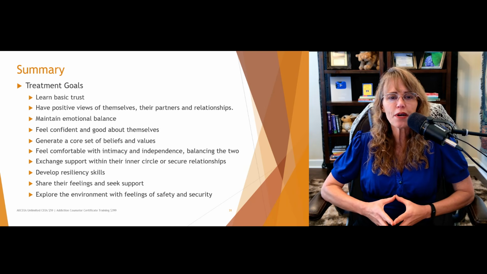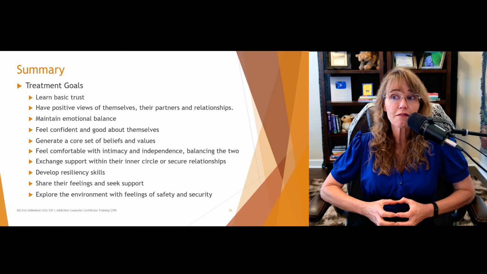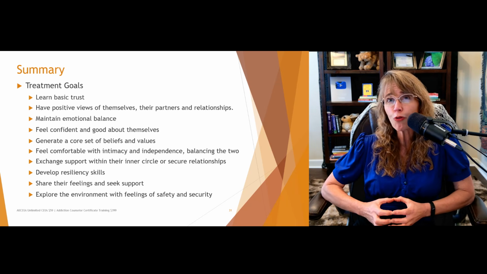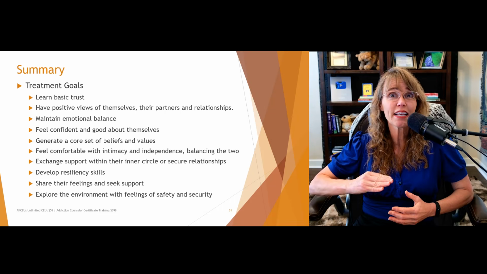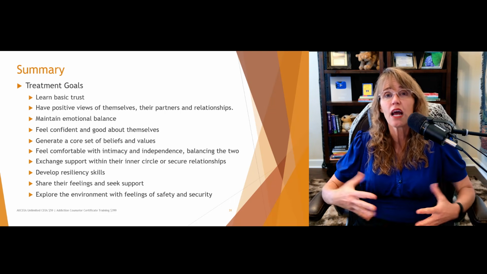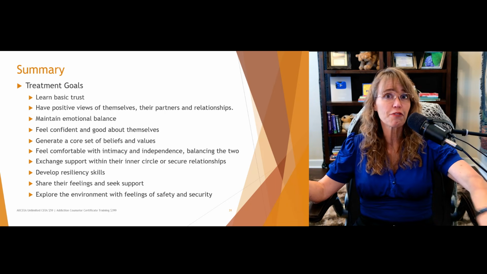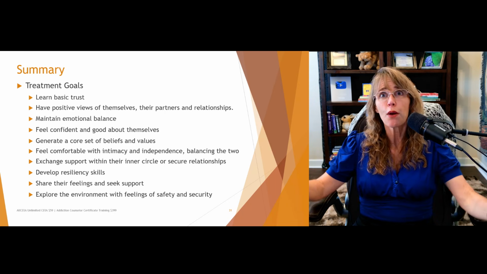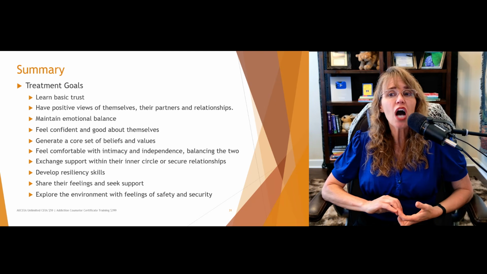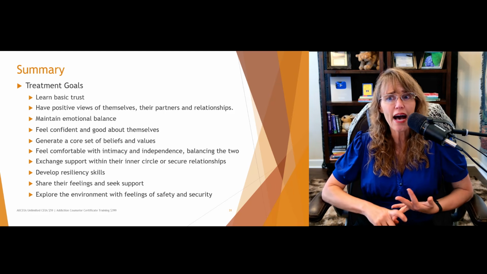In terms of treatment goals, people have to learn basic trust, have positive views of themselves, their partners, and relationships, learn how to maintain emotional balance, downregulate when they're feeling out of control, evaluate what's going on, and have that range of emotions. We're not trying to shut out or prevent ever feeling distress, but we want to have a balance. We want to help them feel confident and good about themselves. We want to help them feel safe and empowered.